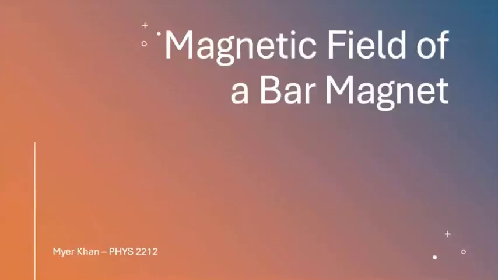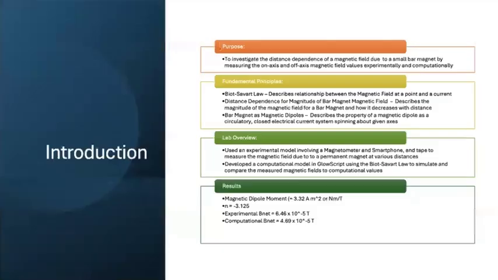Hey guys, this is my magnetic field of a bar magnet lab, or Lab 2. The purpose was to investigate the distance dependence of the magnetic field due to a small bar magnet by measuring the on- and off-axis magnetic field values experimentally and computationally.